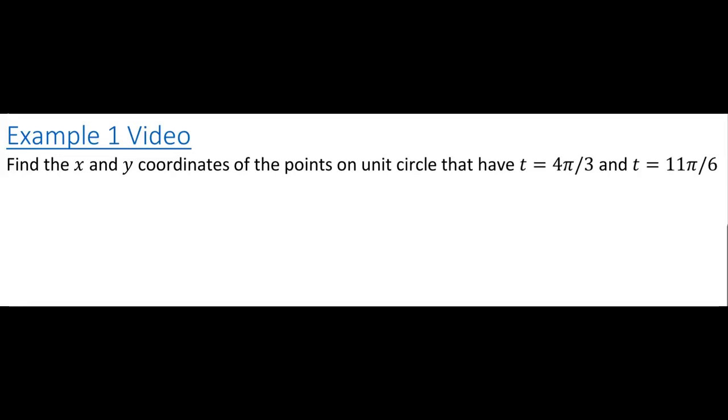Okay, so I just want to walk through this from scratch a couple of times to show you what you'll be doing. So I kind of just walked through the whole unit circle. It was a big long video, so this should be pretty quick. This is getting a little closer to what you'll be working on with the special values. So find the x and y coordinates of points on the unit circle that have t equal to 4 pi over 3 and t equal to 11 pi over 6.